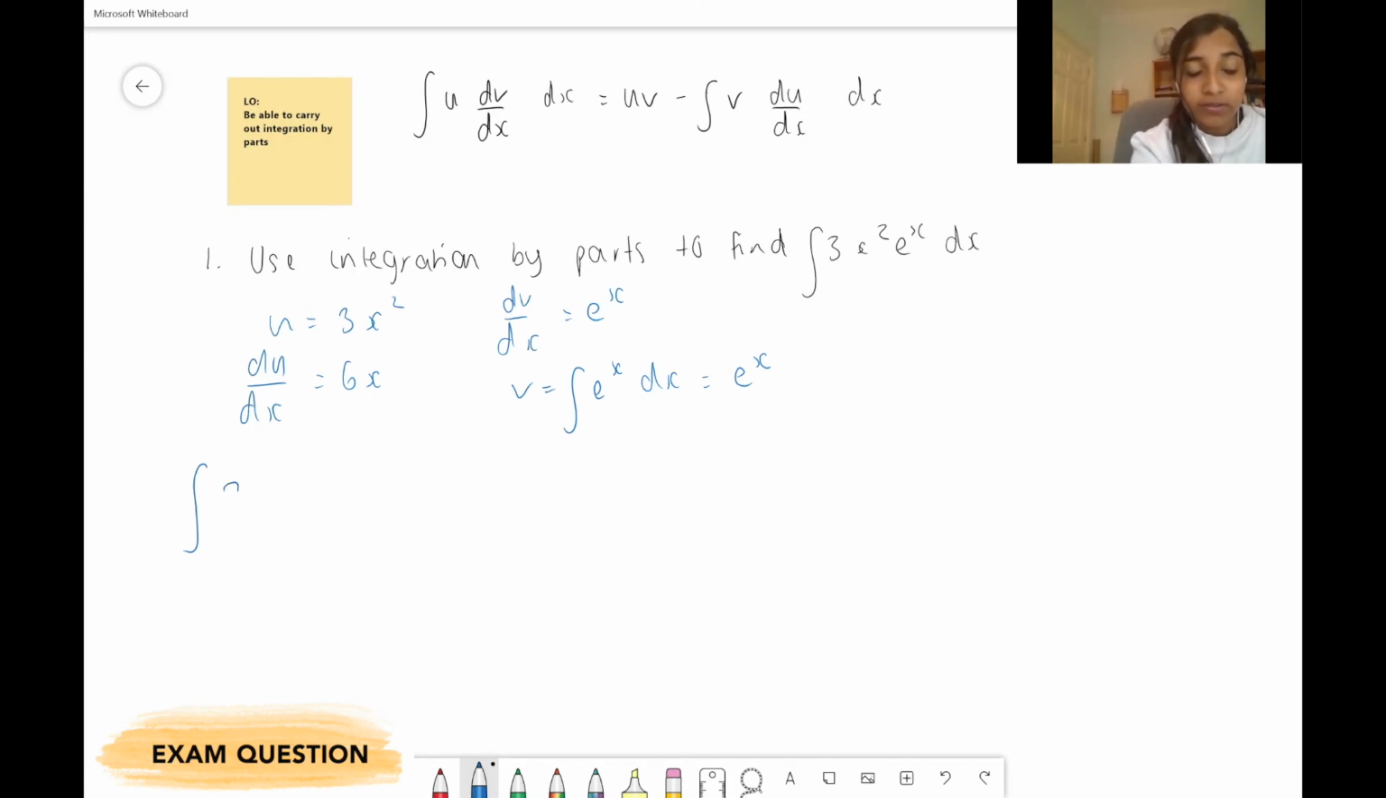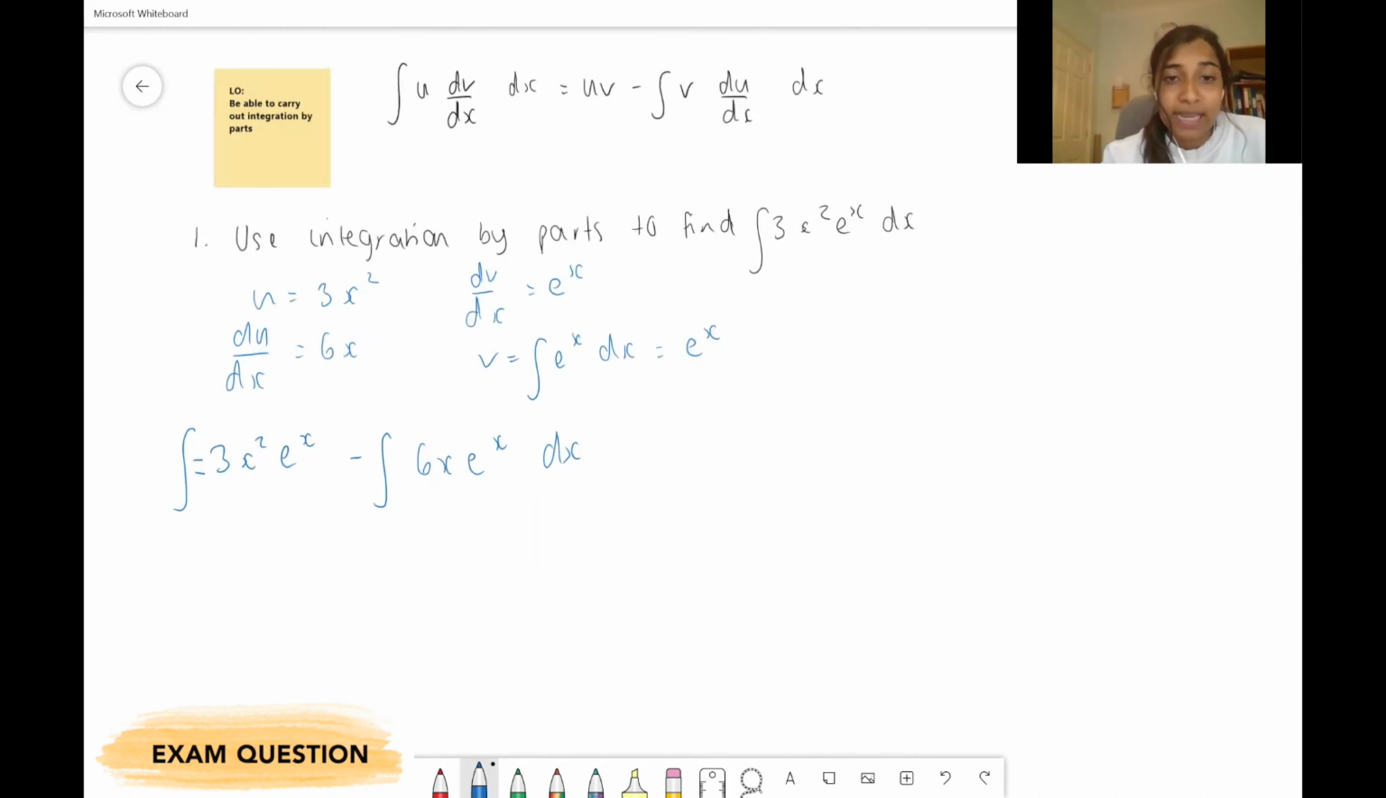So then we can use this to say the integral of u dv over dx is equal to 3x squared e to the power of x minus the integral of v times du over dx. So v is e to the power of x and our du over dx is 6x, so 6x e to the power of x dx.